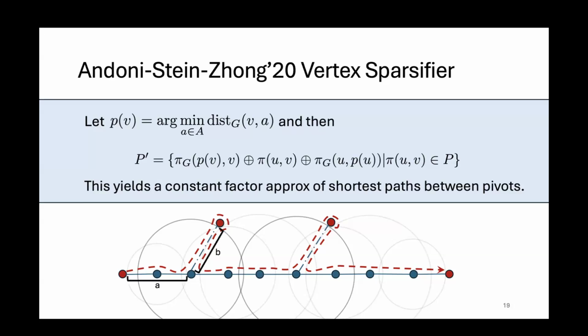Furthermore, we can observe that if we measure the distance A and the distance B in this picture, the distance B is always smaller than the distance A, which directly gives you the constant approximation that you want because the detour is at most then like 2A or something.